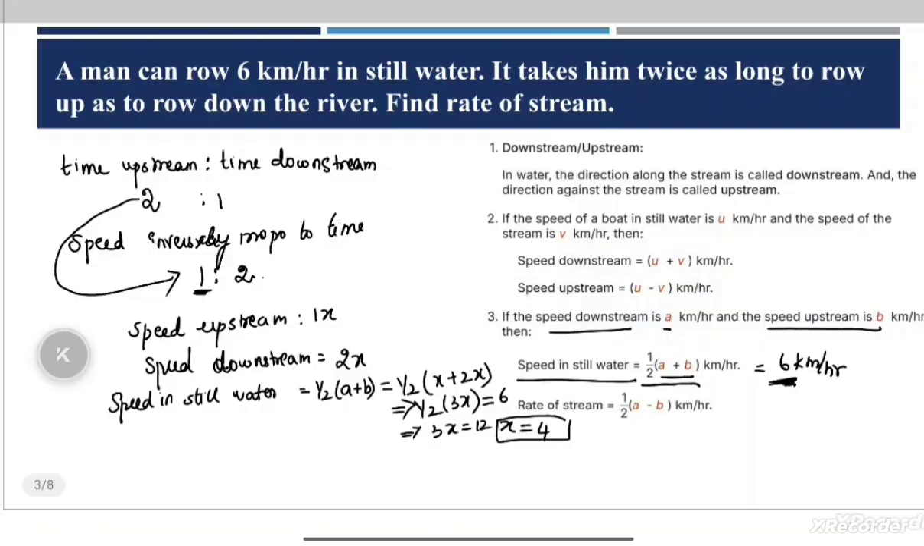But according to the question, it takes him twice as long to row up as to row down the river, and your question is to find the rate of the stream. So the rate of the stream is nothing but 1 by 2 into (A minus B). So what is A? A is nothing but the speed downstream. Speed downstream is 2x, and x is 4, so it is 8. Likewise, speed upstream is x, which is 4. So it will be (8 minus 4) by 2, which is equal to 2. Okay.